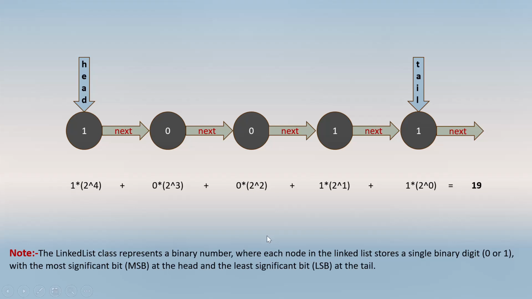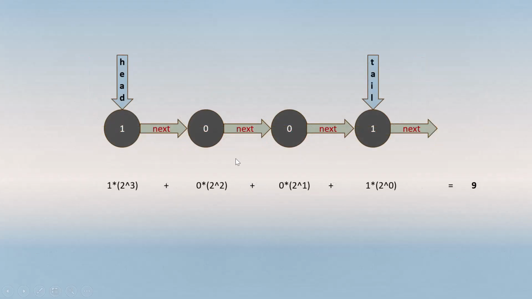Similarly, we can see another example as well. For this linked list, the length is 4. So the value is multiplied by 2 raised to the power length minus 1, that is 3, so 2 raised to the power 3, plus this value multiplied by 2 raised to the power 2, plus this value, that is 0, multiplied by 2 raised to the power 1, plus this value, that is 1, multiplied by 2 raised to the power 0. If we add these values, we will get 9. So this is what we have to calculate.